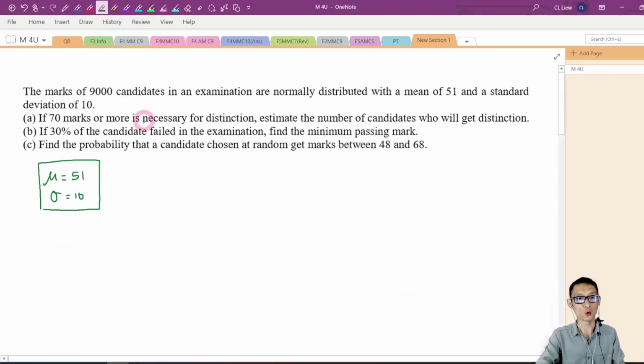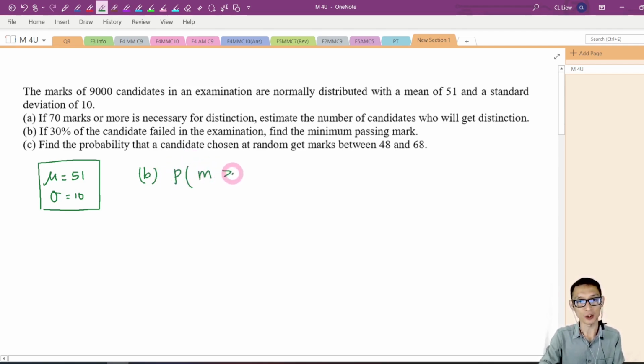Now let's go to part 2. If 30% of the candidates fail the examination, find the minimum passing mark. So 30% fail means 30% of students scored less than that mark, right? So 70% of the students will be more than or equal to that mark, which means they passed the examination. Now I let the mark be M.